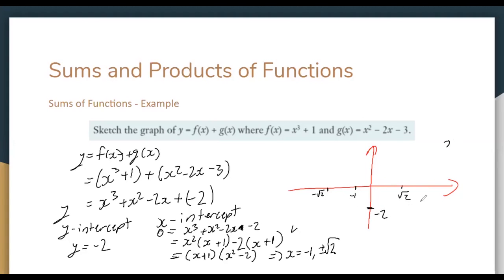From here, it's pretty clear what the shape of the graph should be. We just come up through here, cross through that point, cross through that point, go down through there, cross through there, and go up. And there we have it. We've successfully graphed the sum of these functions. An alternate way to do it would be to graph this cubic, which goes something like this, and then to graph the parabola, which should go something like this.